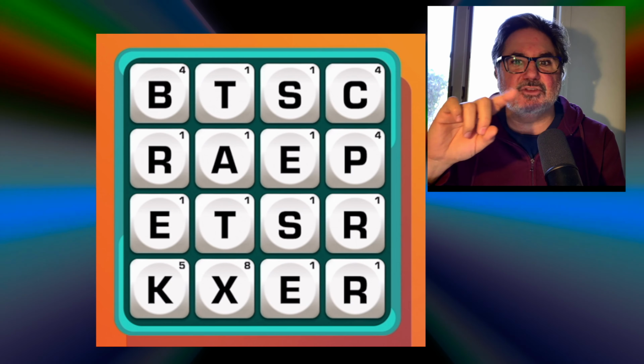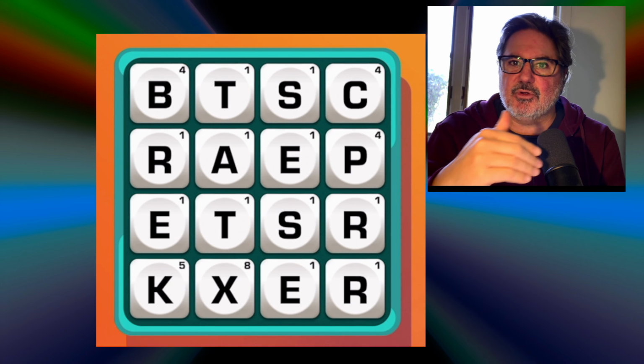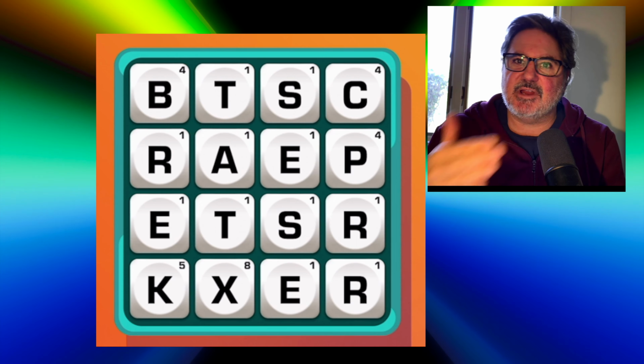What you can't do is jump. You can't connect a word if the letters are not side by side, either horizontally above it, below it, left, right, or diagonal.